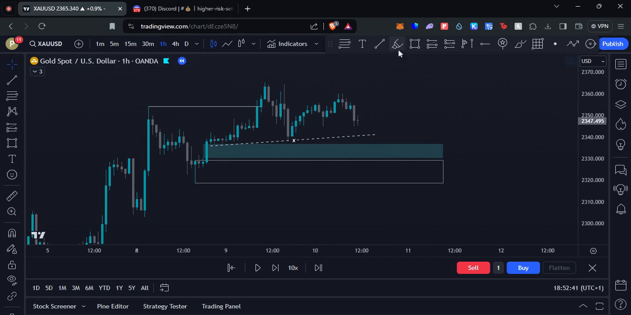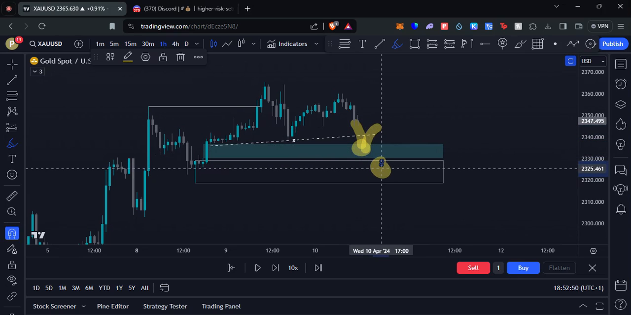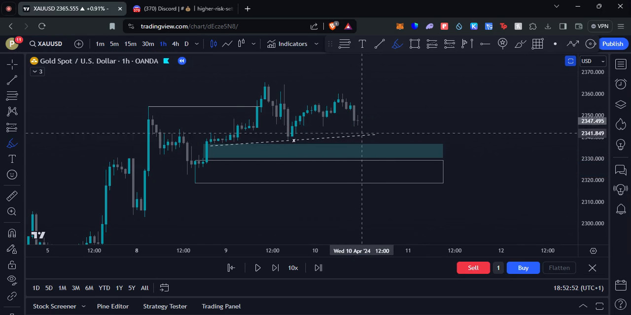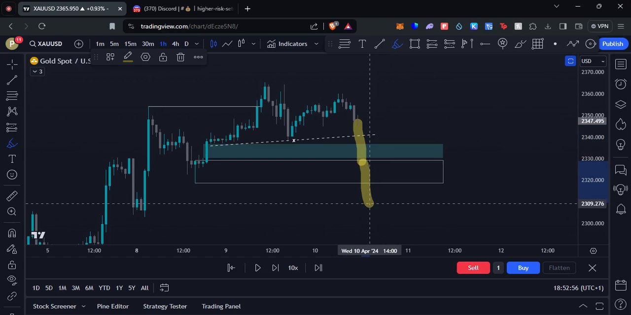Now, the reason why we look for an entry criteria is because if we didn't, then we would be putting limits in all sorts of places, such as this fair value gap, this order block. And what if the fair value gap doesn't hold and price just blasts straight through it? And what if the order block doesn't hold and price just blasts through it?